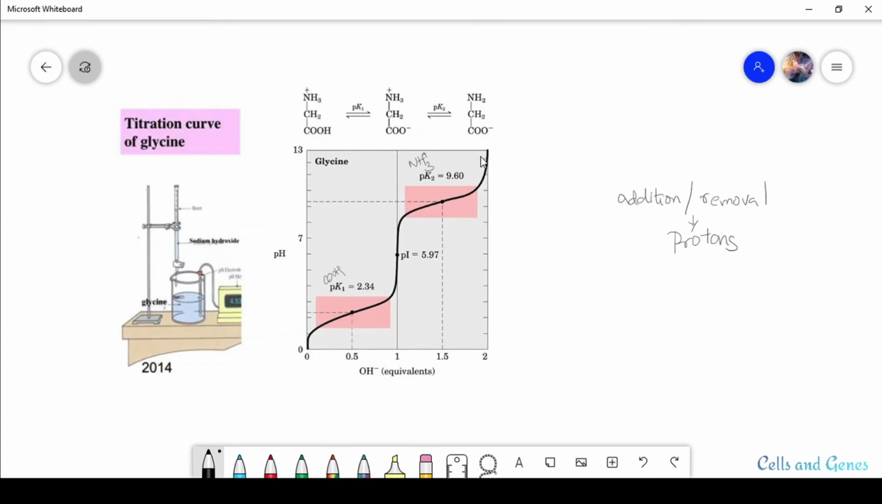So here the titration is complete almost at pH 12, and the molecule of this amino acid will bear a net negative charge, because we can see that both the functional groups are deprotonated at this pH, which is almost 12.